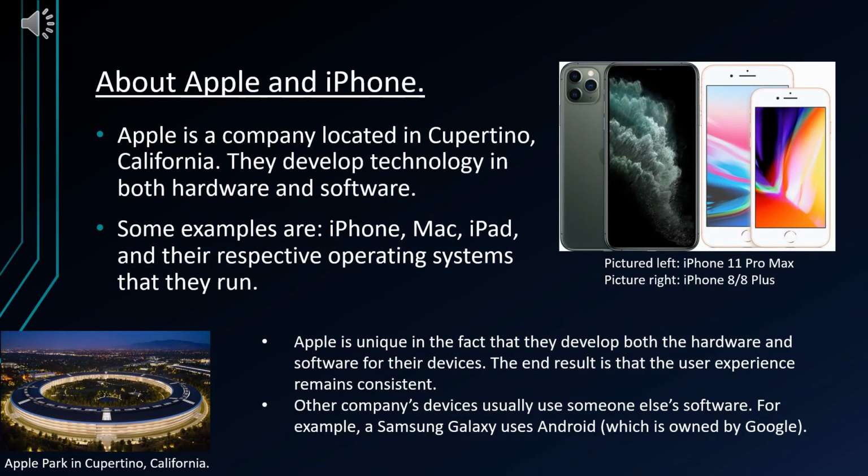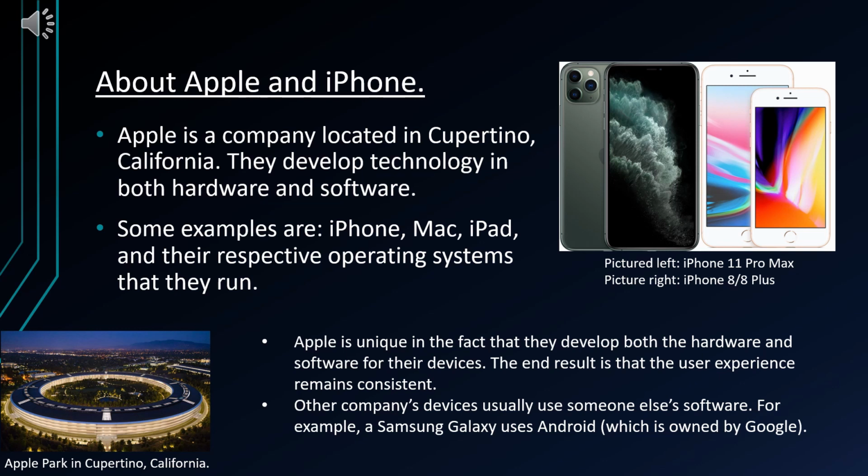About Apple and iPhone. Apple is a company located in Cupertino, California. They develop technology in both hardware and software. Some examples are iPhones, Macs, iPads, and their respective operating systems that they run. Apple is unique in the fact that they develop both the hardware and software for their devices. The end result is that the user experience remains consistent.